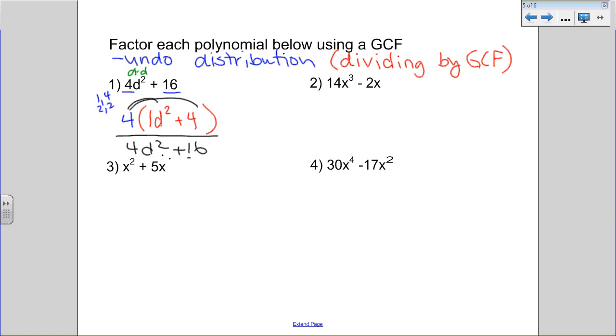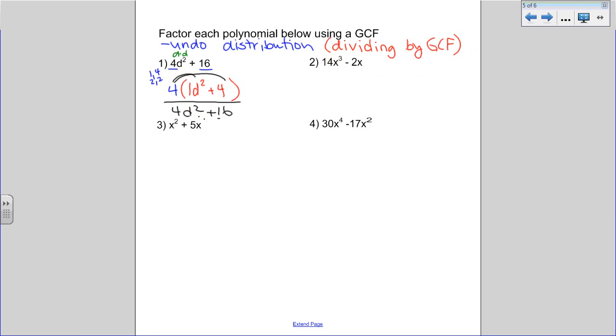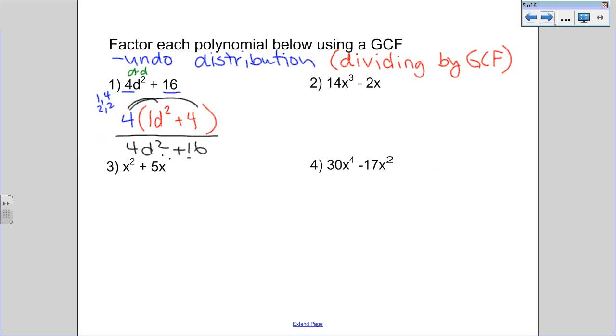Ladies and gentlemen, did we get the same answer to the problem you were given? And that's what your goal is. Your goal is to get the original problem when you multiply it out.